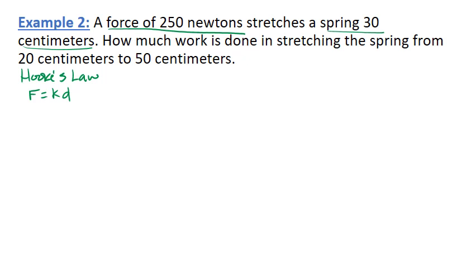So we know the force is 250. We don't know what K is, but we do know the distance is 30. So I can find K by dividing both sides by 30. When I do, I find that K is equal to 25 thirds. Okay, so K is 25 thirds. Now let's talk about this for a moment. Remember, K represents the spring constant.